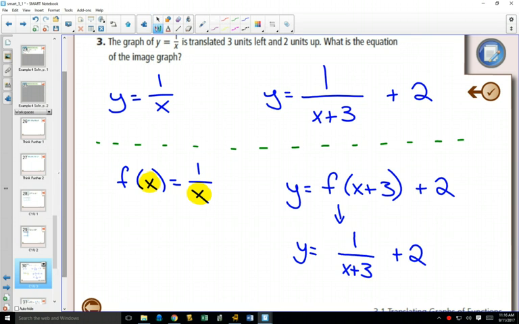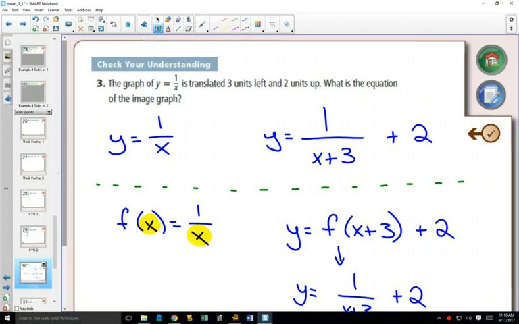Questions you can do for this one: 12, 13, 14, and 15.